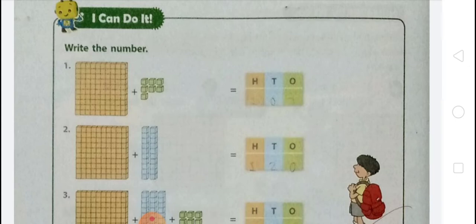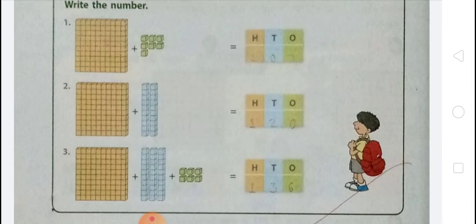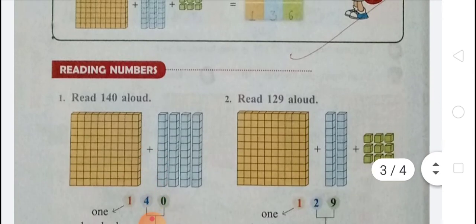Come on, question number 3. In question number 3 there is one block of 100, that makes 100, and 3 blocks of 10s, that makes 30, and 6 single blocks, that makes 6. So 100 plus 30 plus 6, that makes 136. On 1's place there will be 6, on 10's place there will be 3, on 100's place there will be 1.